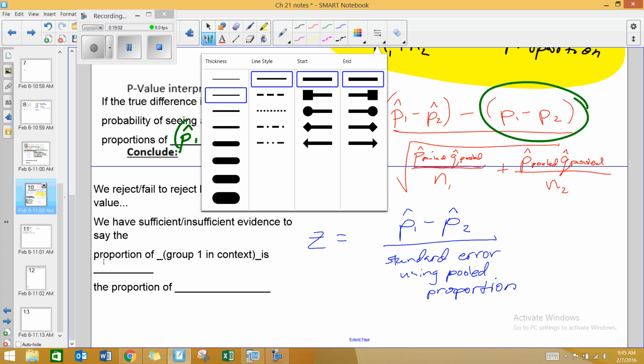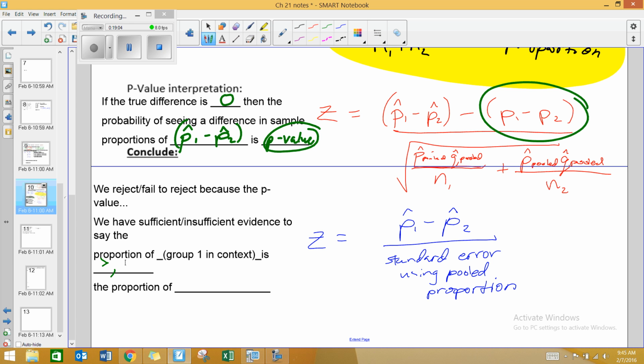And for that, all we want to do is look back to the alternative hypothesis. That's going to tell us which one we just found evidence for or which one we didn't find evidence for. And then this is just going to be the proportion of group 2 in context.